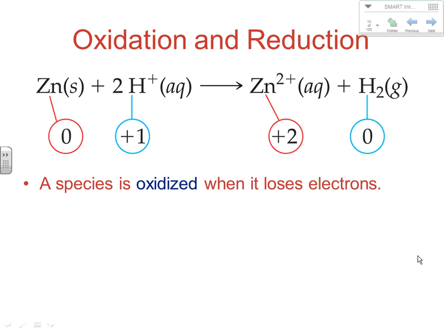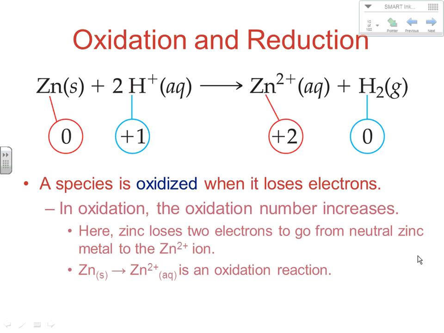In this reaction somewhere we've got a transfer of electrons. Where are electrons being transferred and how are those things happening? Well, the first thing we want to do is assign our oxidation numbers. Remember, a species is oxidized when it loses electrons. That's the definition of oxidation from the book. So in oxidation, what's happening is the oxidation number is going to increase. That's why we call it oxidation. Oxidation number is going up. So if you look at our oxidation numbers in the reaction above, notice zinc is going from a 0 to a +2.